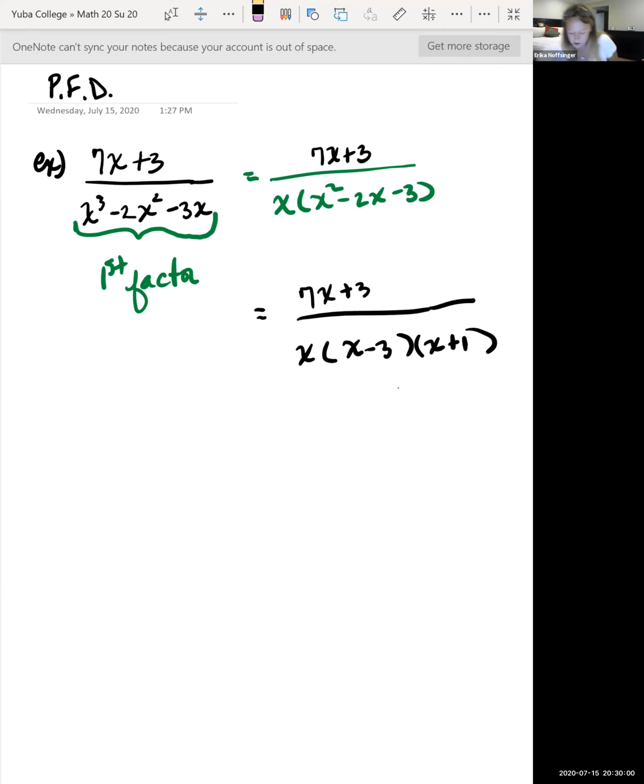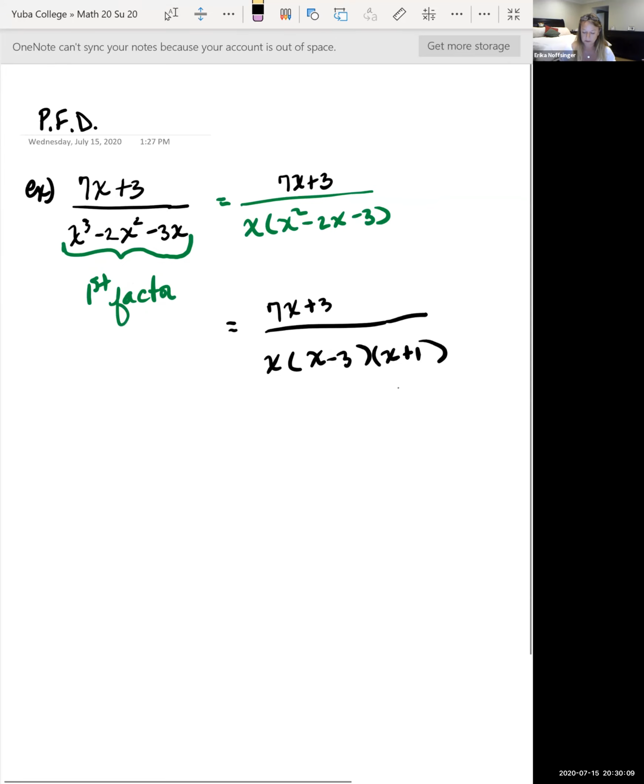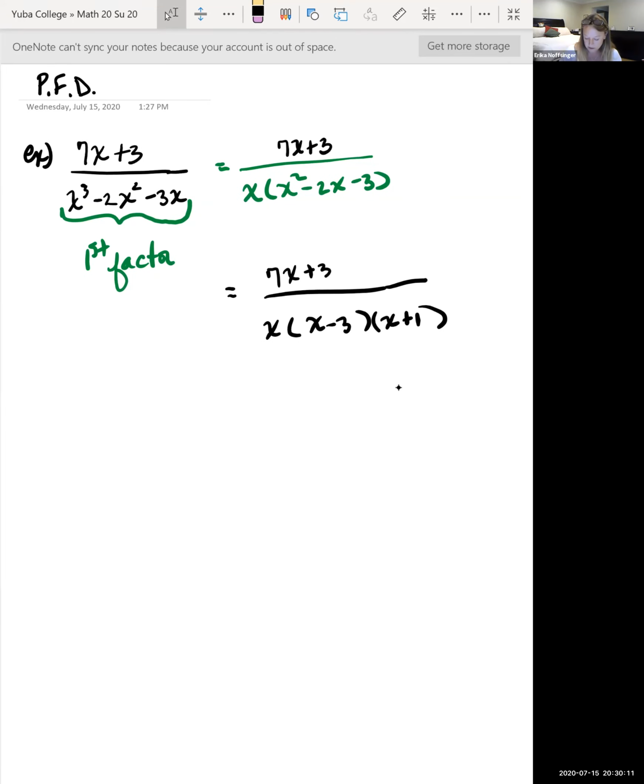So we're already to the point where we can now rewrite this in terms of a sum or a difference. So looking at the different types of factors. If I look at my factor of x, that is only occurring once in here. So it's a linear factor and it's occurring once. So I'm going to write that form as A all over x. I'm going to write this over here on the side.